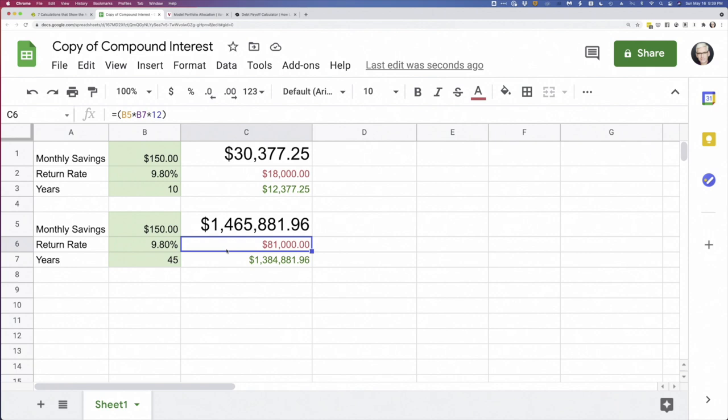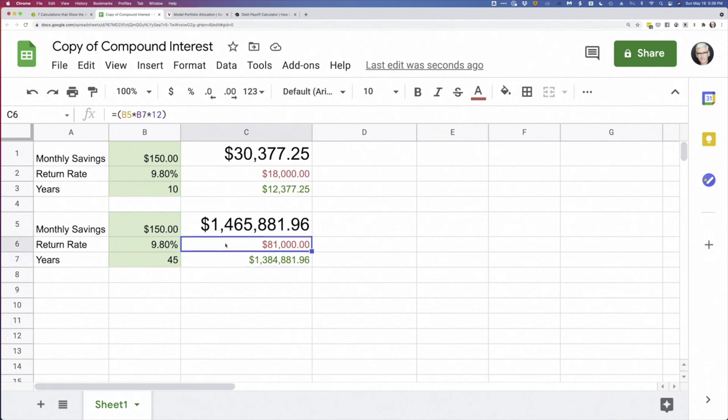The 81,000, as you know, represents our hard work, what we saved over 45 years. But look at what that earned us. Almost $1.4 million. And this is the thing I think a lot of folks don't understand: with the power of compounding, over time, you can turn relatively small amounts of money into great big piles of cash. I think if more people understood this, they would embrace investing, they would start earlier. Compounding really is our superpower.